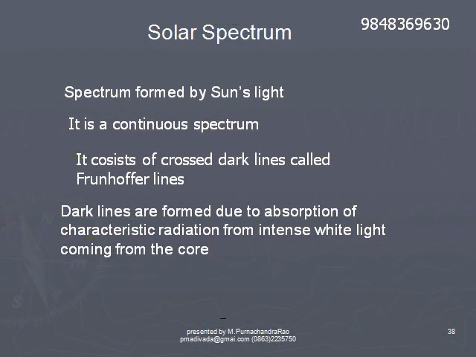So absorption spectra consist of dark lines. If you analyze sunlight, you notice a continuous spectrum. Across the continuous spectrum, you notice dark lines. They are known as Fraunhofer lines. So they are absorption spectra.